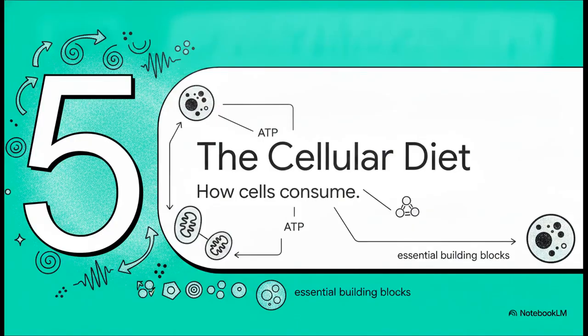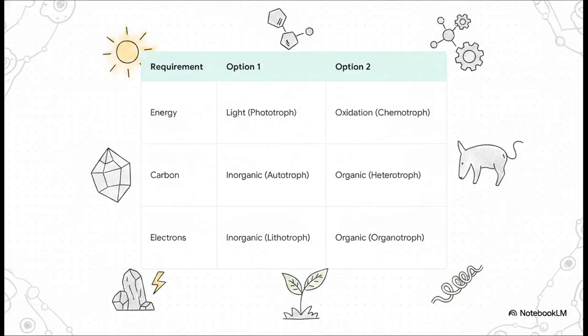Let's wrap things up with Section 5, the cellular diet. How cells actually survive and consume. Let's circle all the way back to thermodynamics. Every open system needs fuel. Biologists use a really strict matrix to categorize life based on 3 absolute requirements. First, where does a cell get its energy? If it's from light, it's a phototroph. If it's chemical, a chemotroph.